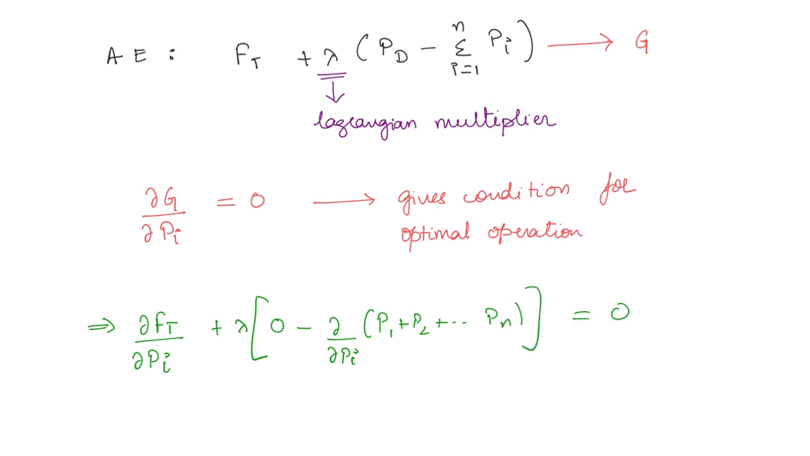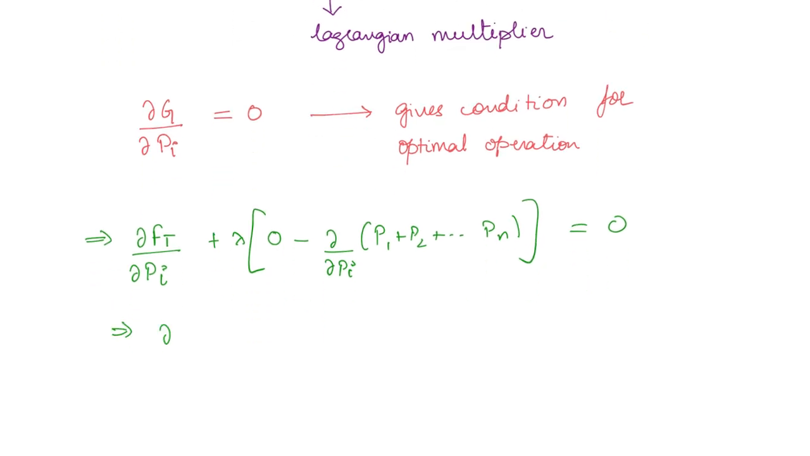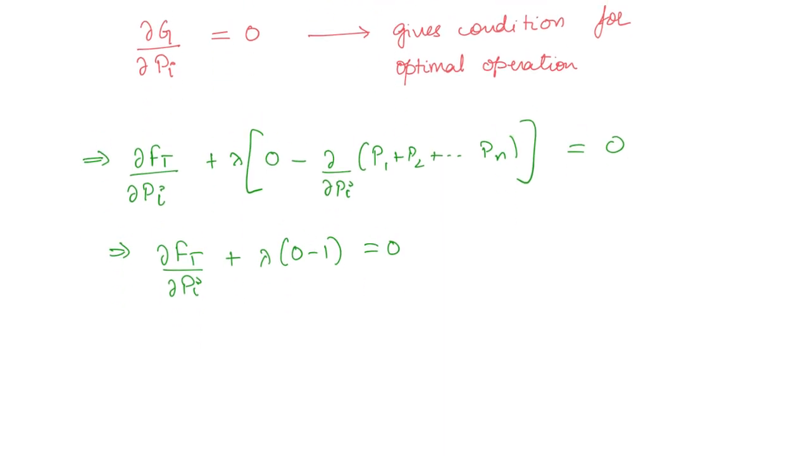Now we are differentiating only with respect to the ith generating unit power, right? So dou P1 by dou Pi will be 0, dou P2 by dou Pi will be 0, only one term will be there, dou Pi by dou Pi, that will give you minus 1. So here you are going to get dou Ft by dou Pi plus lambda into 0 minus 1 is equal to 0. Now Ft also is the summation of individual fuel costs, right? So what will you get here? Dou by dou Pi of F1 plus F2 plus so on till Fn minus lambda is equal to 0.